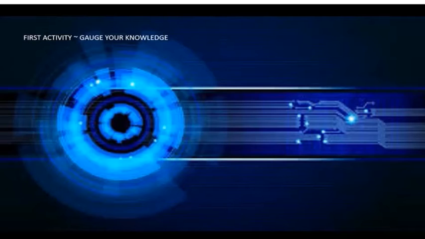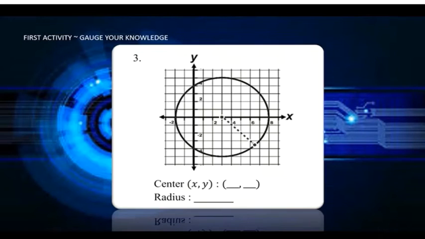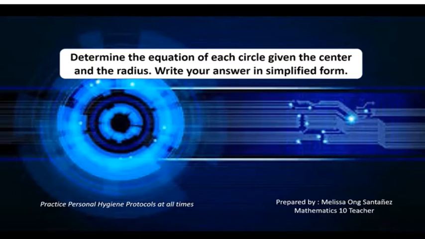Another image here. It's very easy. I have here a circle graph. Your x coordinate is at 3. Your y is 0. For the radius, just count the spaces from the fixed point going to the edge: 1, 2, 3, 4, 5. Radius is 5. So the center will be 3, 0, and the radius is 5. Got it?